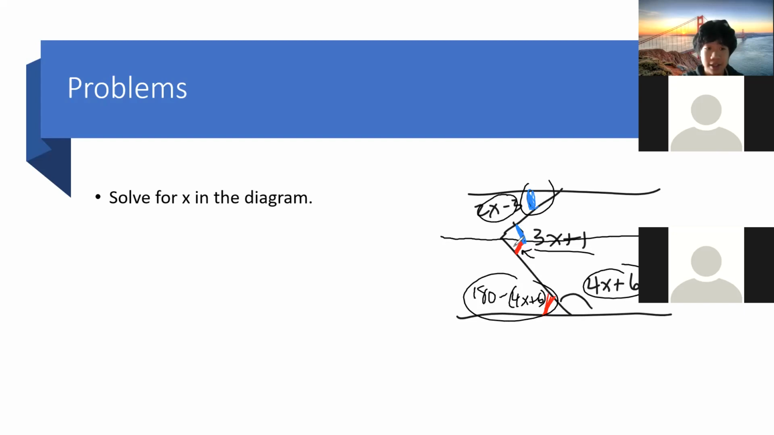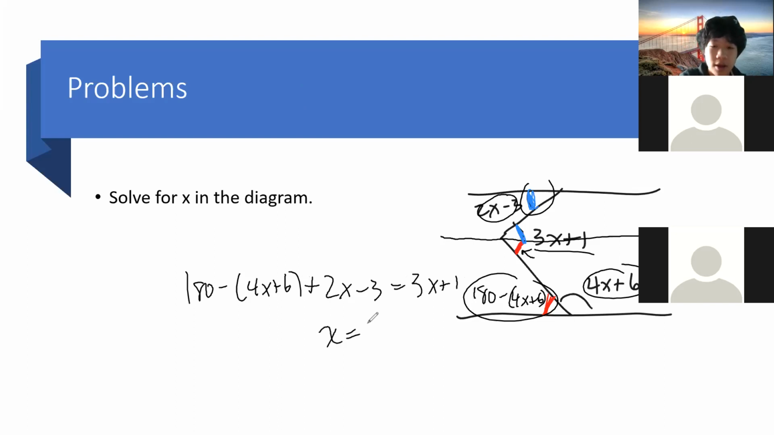Because the 3x plus 1 is like the union, or like when we put them together, this is what we get. So if we add them, 180 minus (4x plus 6), added to 2x minus 3, we're going to get 3x plus 1. It's just an equation in x. We can just solve for x now. So x will get 35. Okay? Any questions?